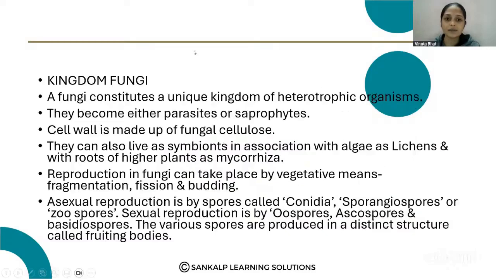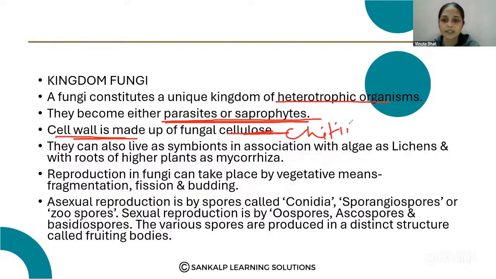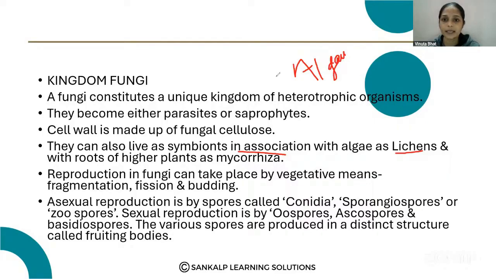Then kingdom Fungi. These are heterotrophic organisms, and they may be parasites or saprophytes. The cell wall is made up not of cellulose but of chitin. Here is an important point: they have a symbiotic association with algae, algae plus fungi, that is called lichen.